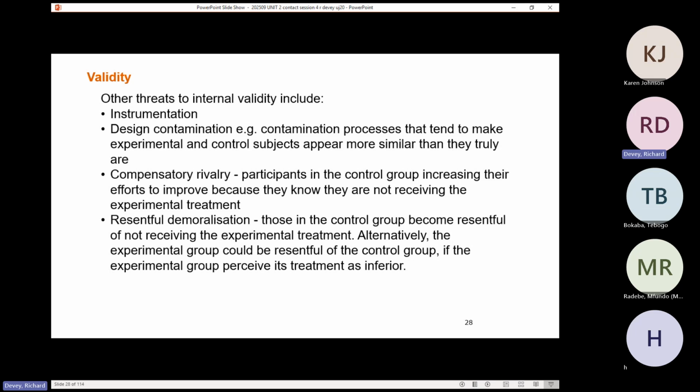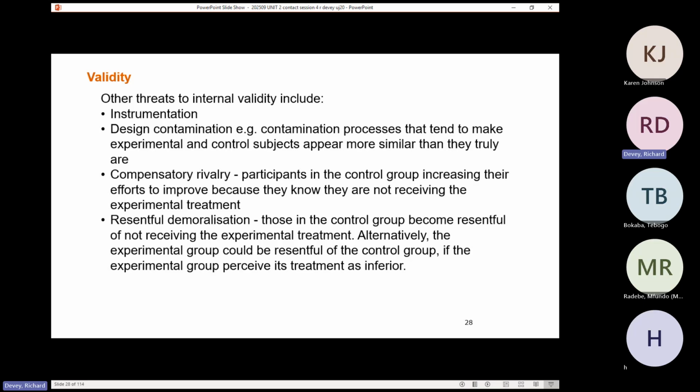Instrumentation, that's where your instrumentation is not working properly. If you're using an instrument to collect data, you might have calibrated it incorrectly, so you're getting the wrong readings. There could be design contamination. There could be compensatory rivalry and resentful demoralization.